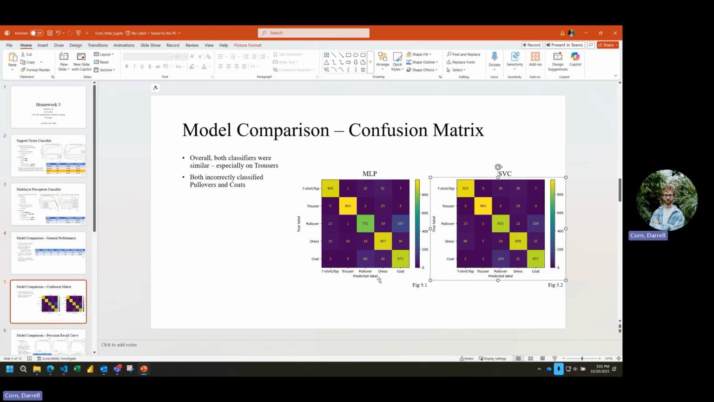Some classes where they started to mess up a bit more were the pullover and the coat classes. These do look fairly similar, and one classifier's strength was the other's struggle. The MLP classifier mislabeled a lot of coat data that was actually pullover samples, whereas the SVC actually mislabeled more coats as pullovers. So yeah, they kind of traded off there for that class.